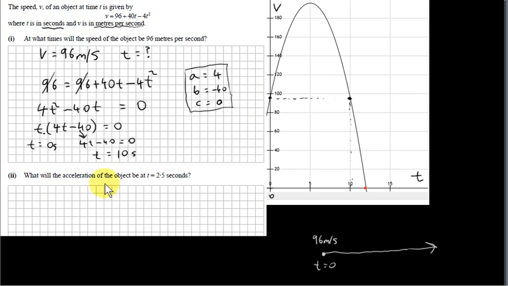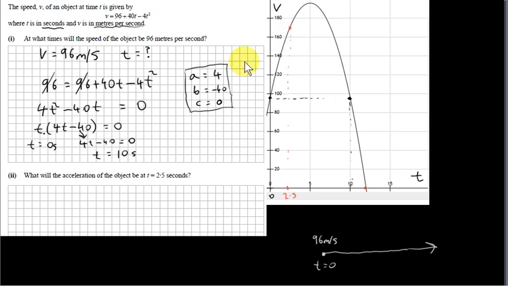In part 2, we want the acceleration of the object at t equals 2.5 seconds. So let's just see this on a diagram. 2.5 is about here. And if you can imagine going up to the diagram at t equals 2.5.